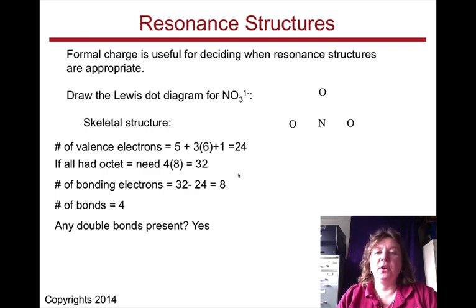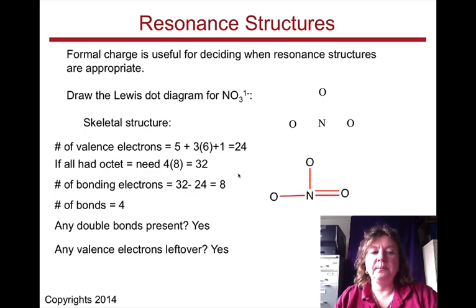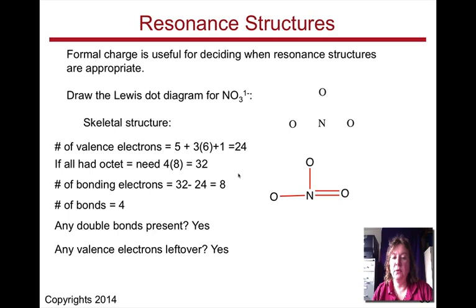That means that if we need to connect 3 atoms and we need 4 bonds, there is going to be a double bond present. Let's put those in. If there are valence electrons left over, well, we started with 24. We only used 8, so the answer is yes. There are some extra ones. In fact, there are 16 extra valence electrons.